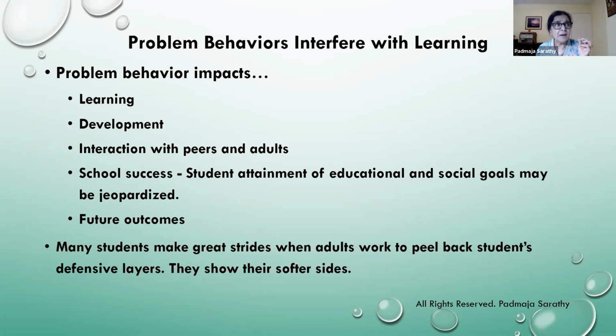And many students make great strides when we adults, we educators, we therapists, and all the people who are responsible for that child's education, the educational team, work closely with the families to peel back the students' defensive layers so that the child is on a positive trajectory. Then children will begin to show their softer sides.